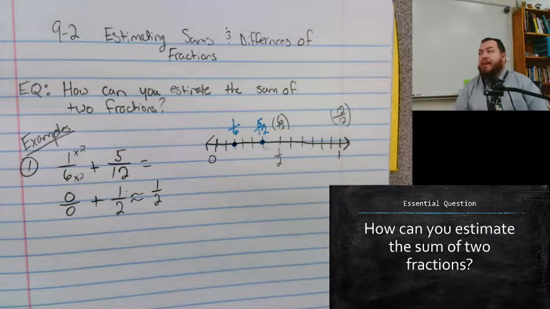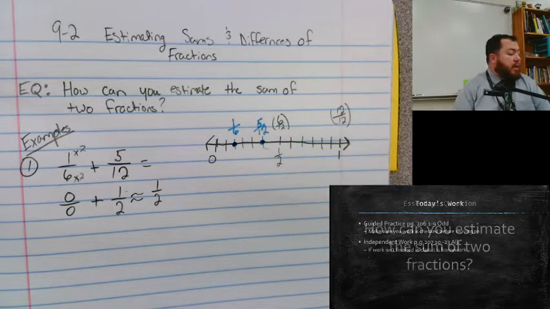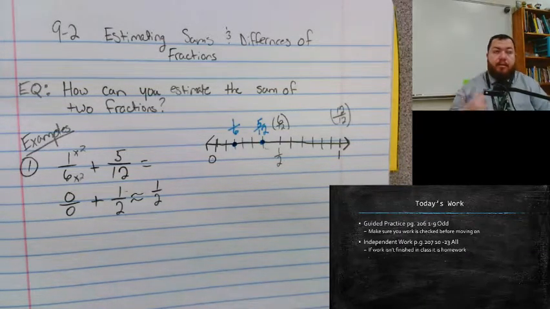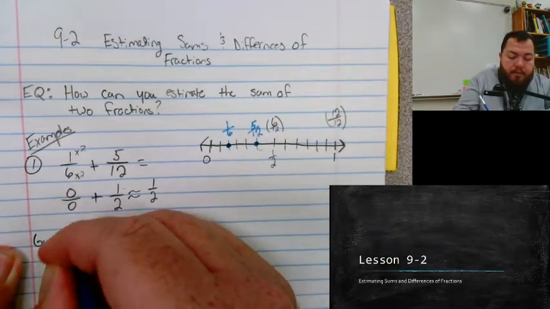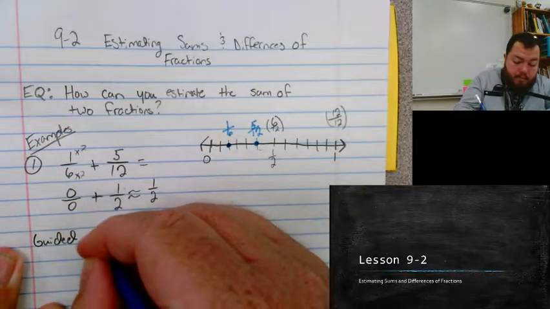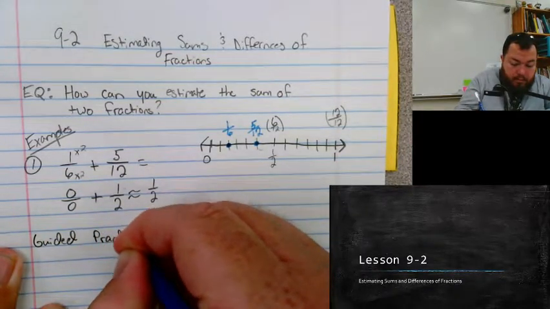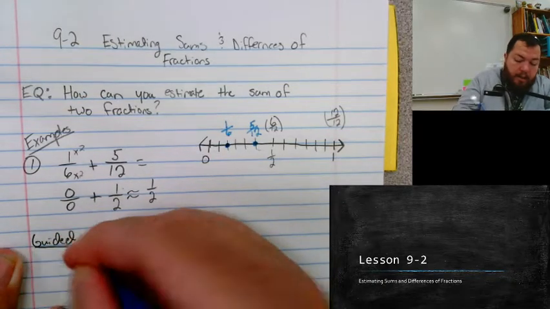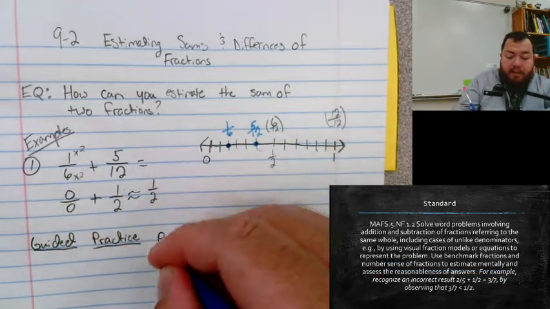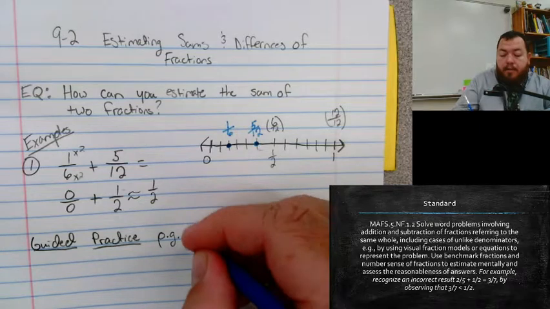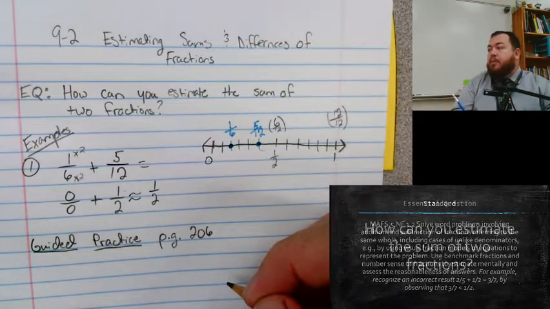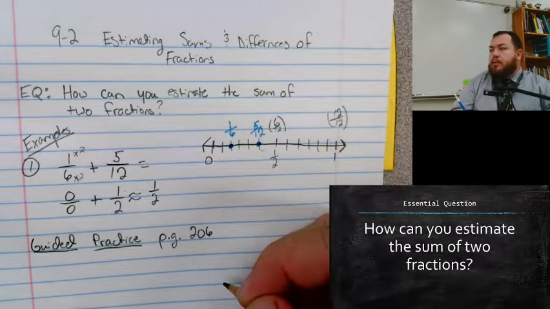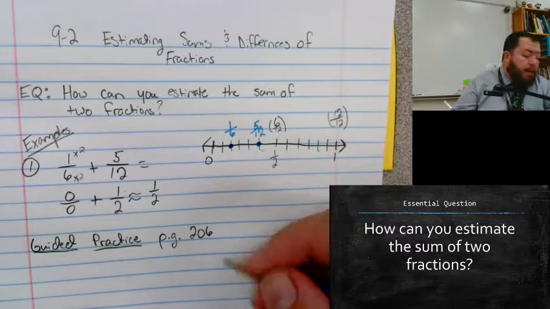So now let's go ahead. I think you guys understand this. So let's go ahead and look at guided practice. And guided practice is going to be on page 206. And you guys are going to be responsible for doing 1 through 9 odd.